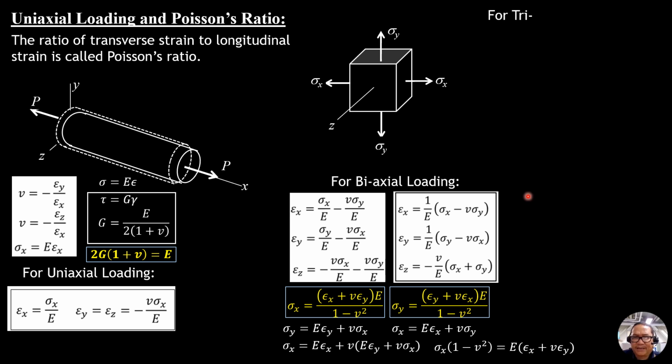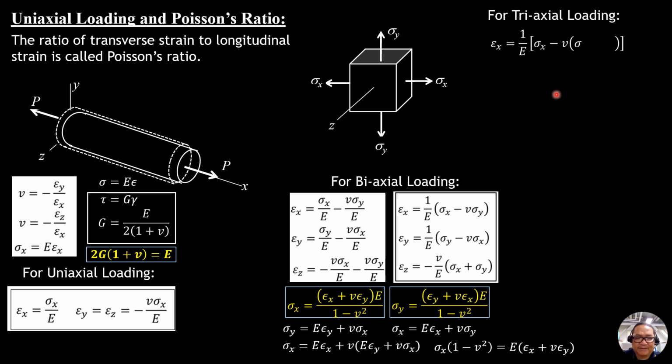Now for triaxial loading, just pattern it here. So strain x is sigma x over E. Imagine we have tensile normal stress along Z. The effect of that would be to cause contraction along X. So we just extend this to strain X equals sigma X over E, then minus Poisson's ratio sigma Y over E, minus Poisson's ratio sigma Z over E.